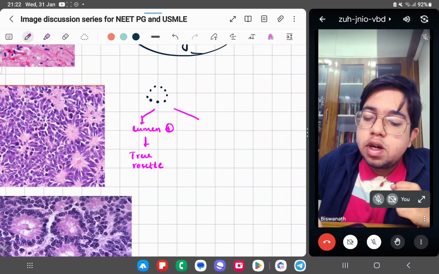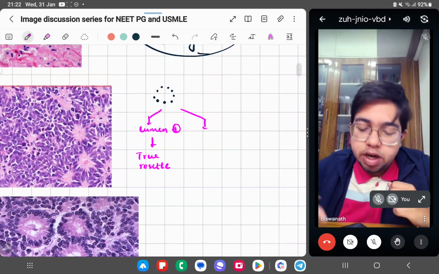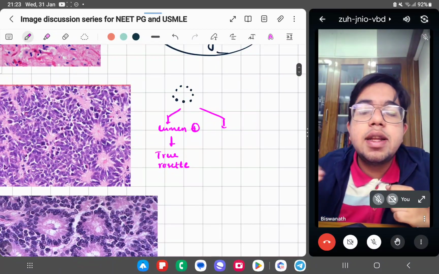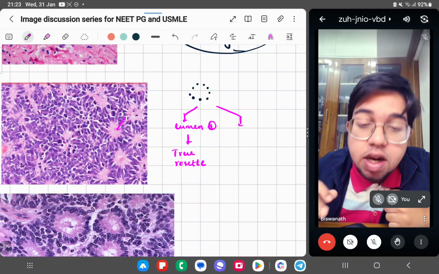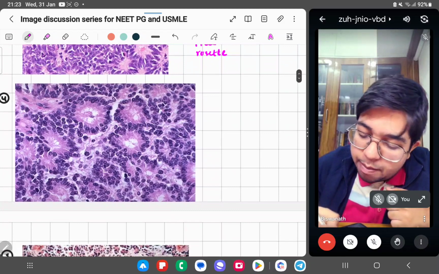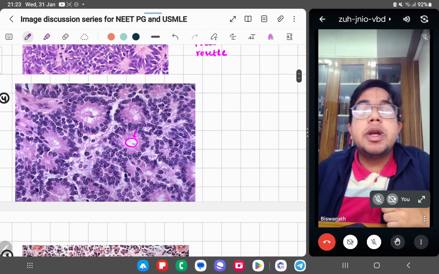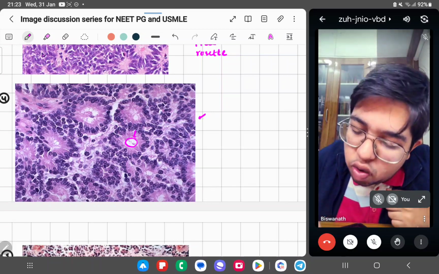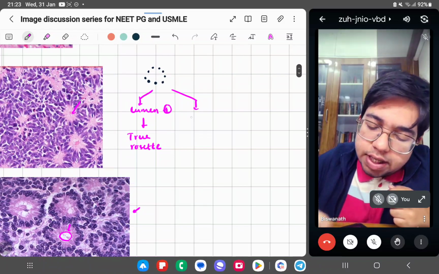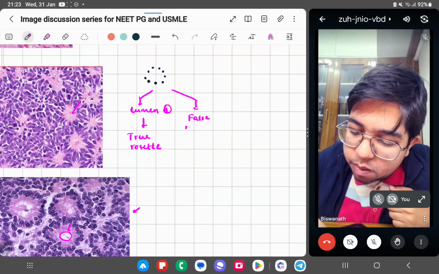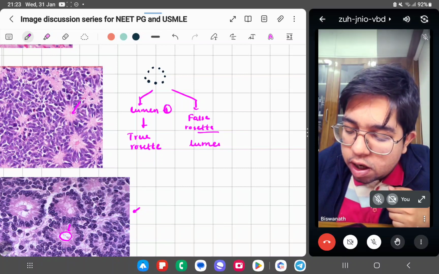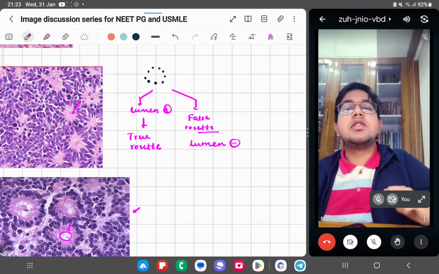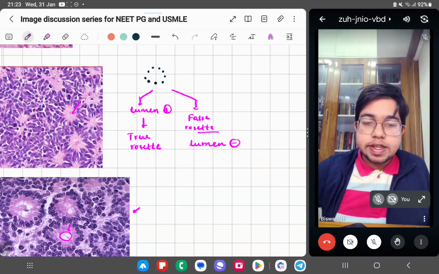True rosette. If you have the lumen, you can see the lumen is a whitish streak in the microscopy. Here you can see it is not a true rosette, because here we don't have lumen, but here look at this, we have the lumen. So this is a true rosette, and this one is a false rosette. False rosette doesn't have lumen. If lumen is absent, it is a false rosette.